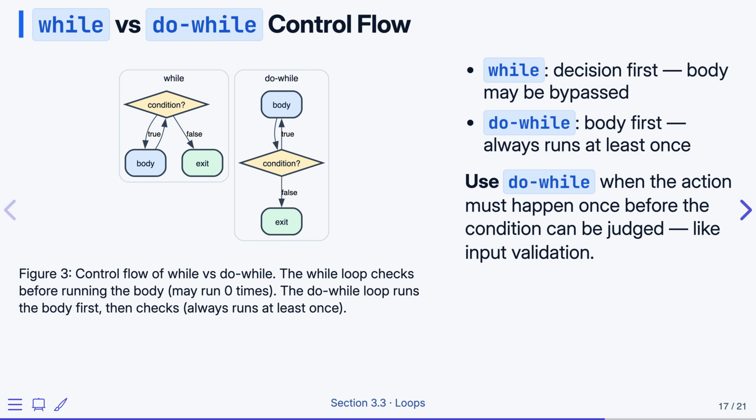This figure contrasts the two loops side by side. In the while loop, the decision comes first. The condition is at the top, so the body might be bypassed and run 0 times. In the do while loop, the body comes first, and the condition is below it. So the body always runs at least once before the first check. A good use is input validation, where you must ask the user once before you can check the answer.